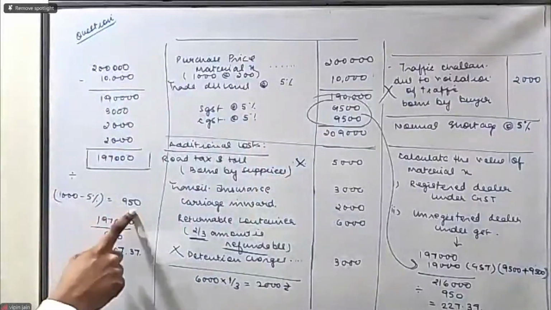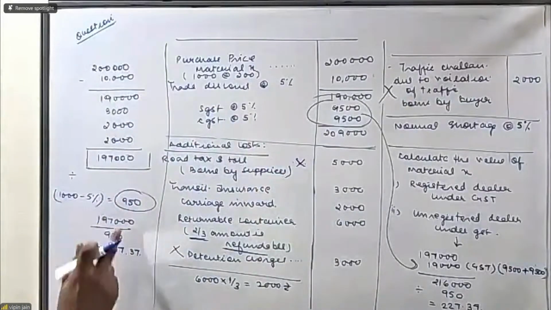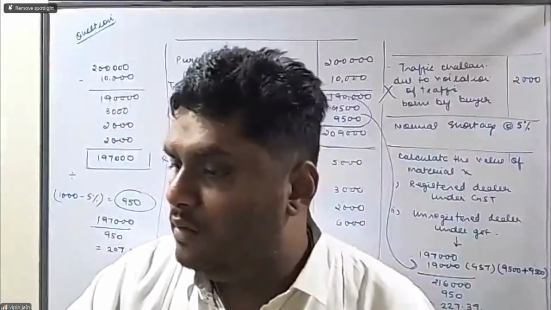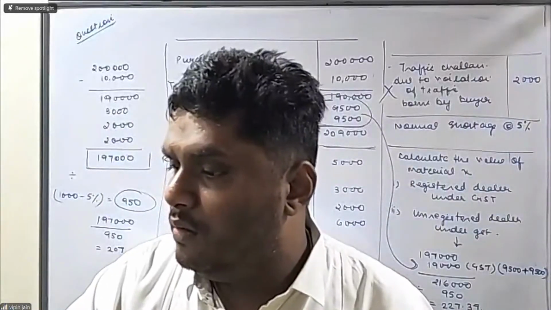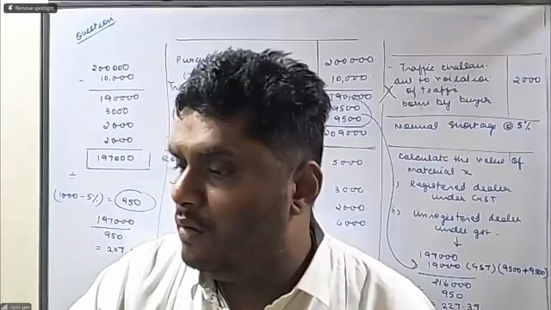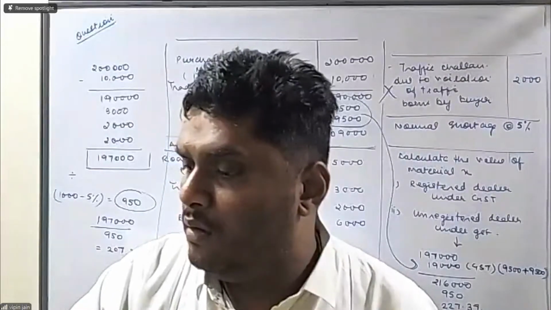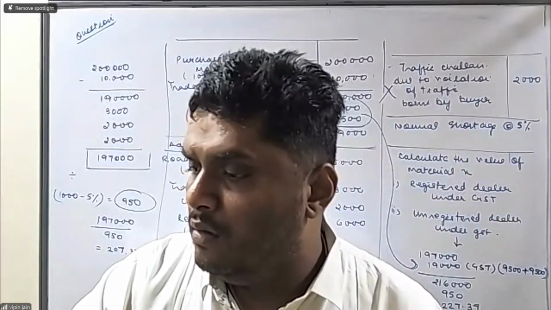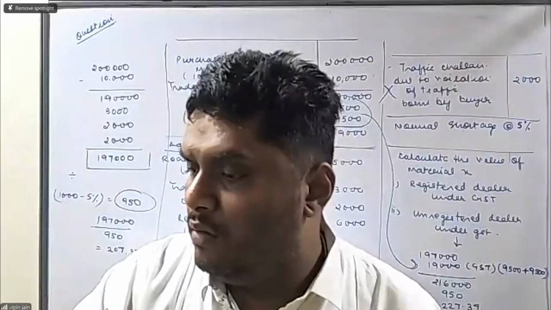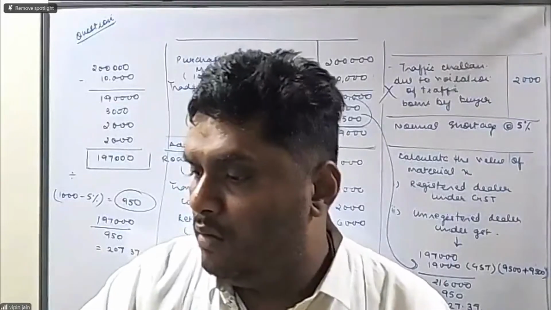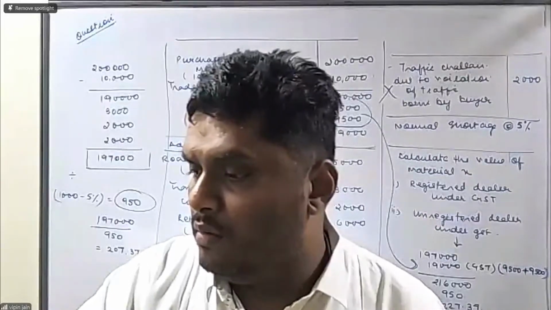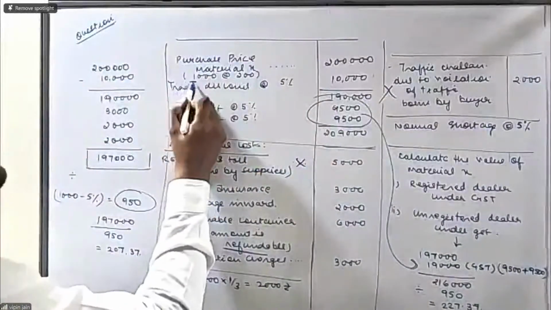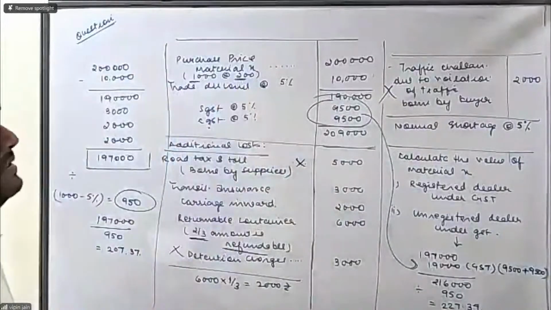$1,000 minus 5%. This is how I got 950 kgs. 1,000 minus 5%. See, the purchase quantity is 1,000 at the rate of 200 rupees.